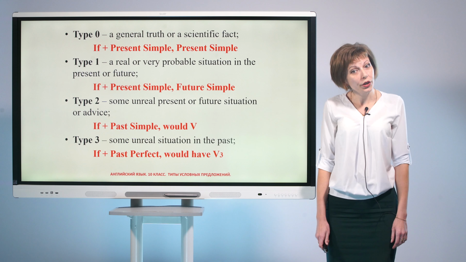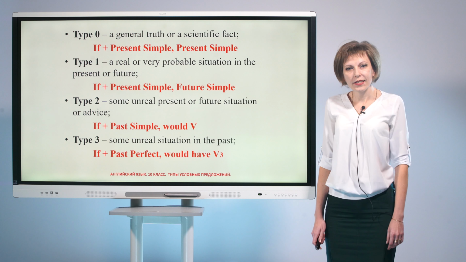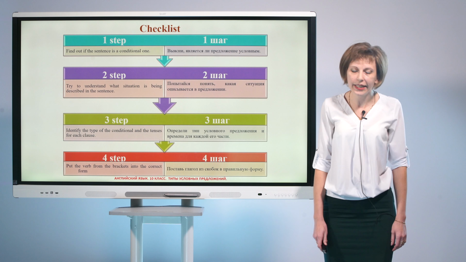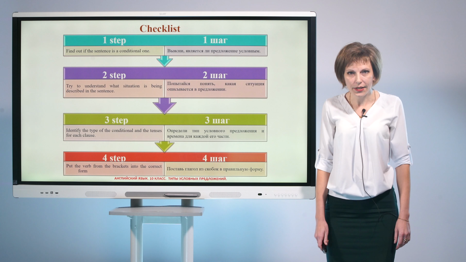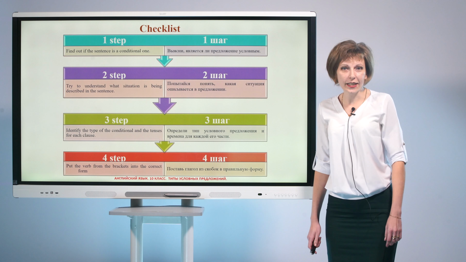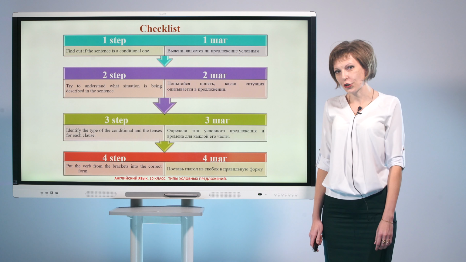I've got something more for you. This is a checklist that will help you to do any exercise, any task on this topic. So I would like to sound this checklist in English. You will follow it in Russian, okay?